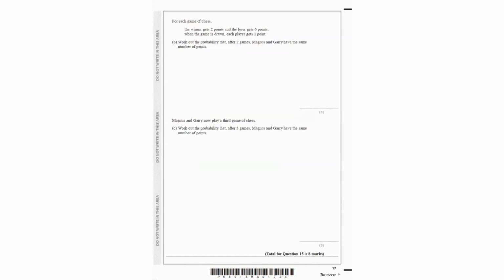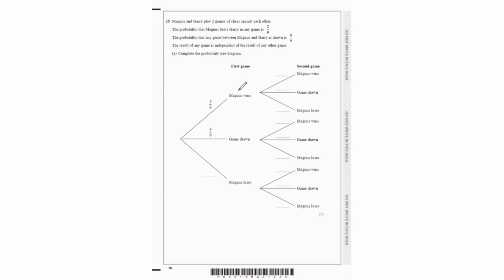Now let's go to part B and see what they're asking us to do in that. It says for each game of chess, the winner gets 2 points and the loser gets 0 points. When the game is drawn, each player gets 1 point. Work out the probability that after 2 games, Magnus and Gary have the same number of points. So to get the same number of points, winner is getting 2, loser is getting 0, and draw is 1. So if he wins, that's 2. If he loses, then Gary gets 2. So 1 win, 1 lose. So that's 2 over 9 times 3 over 9. That is one way.